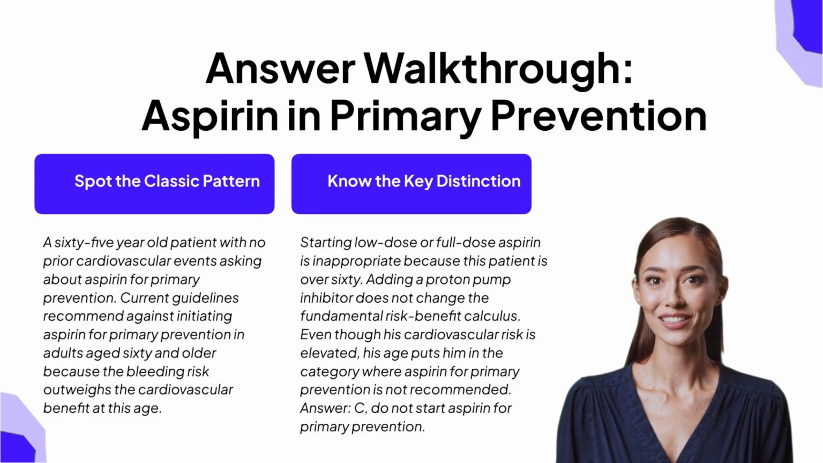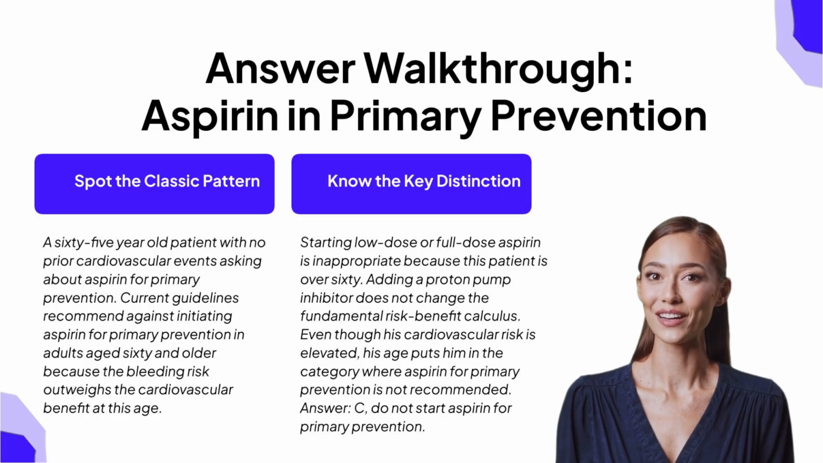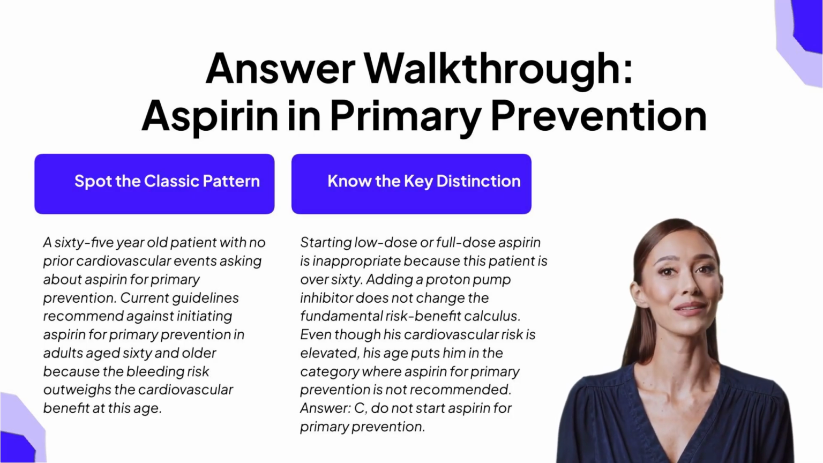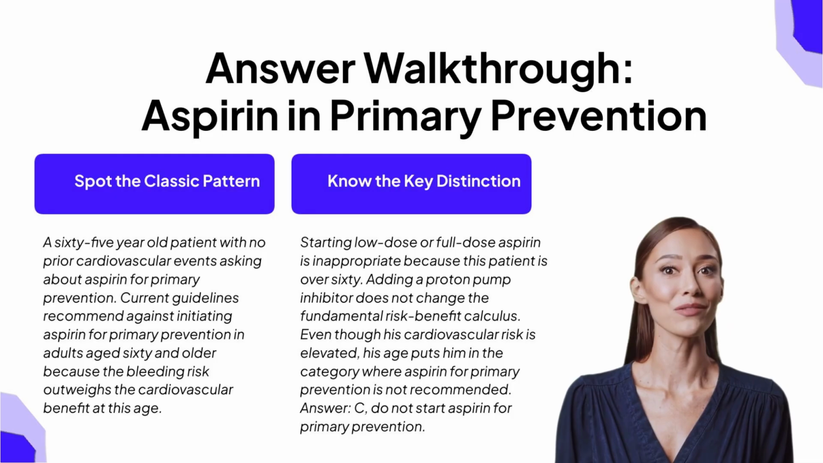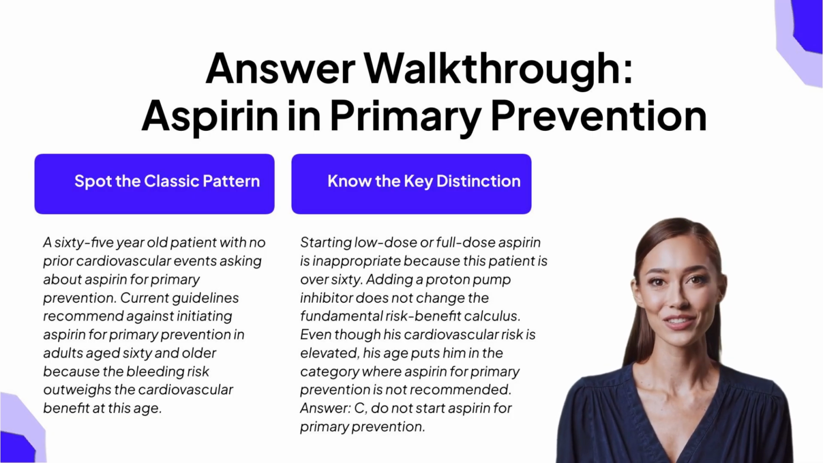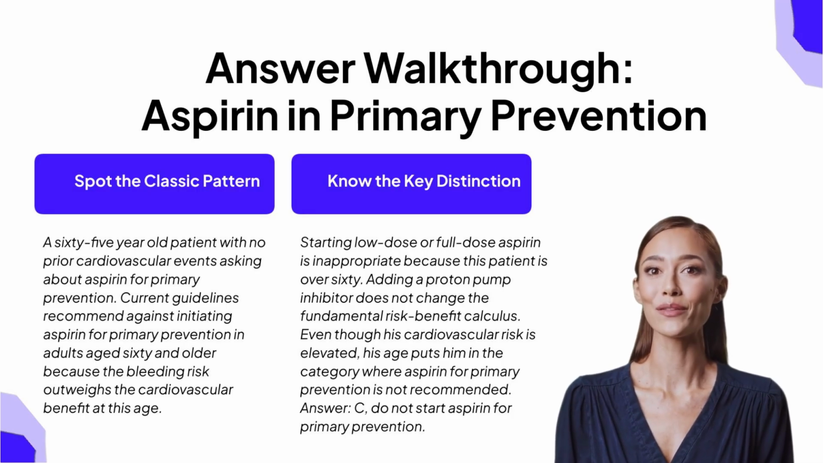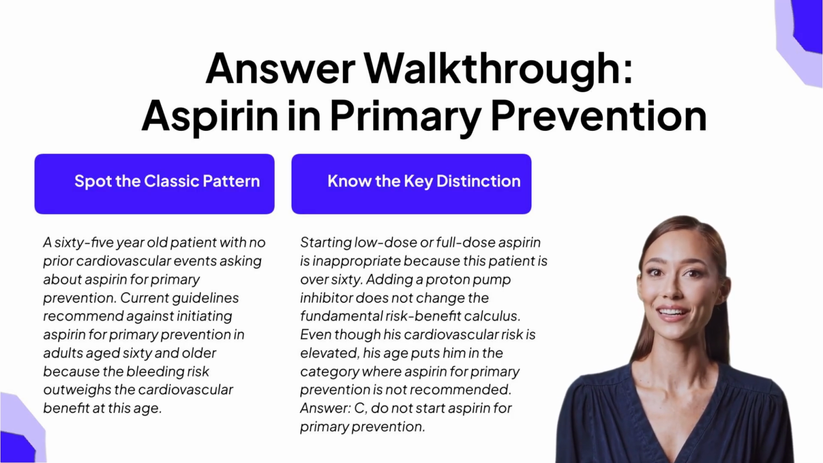Let us break down this answer. The classic pattern here is a patient aged 60 or older with no prior cardiovascular events asking about starting aspirin. Current guidelines recommend against initiating aspirin for primary prevention in adults 60 and older because the bleeding risk outweighs the cardiovascular benefit. Now, the key distinction: starting low-dose aspirin is wrong because this patient is over 60.